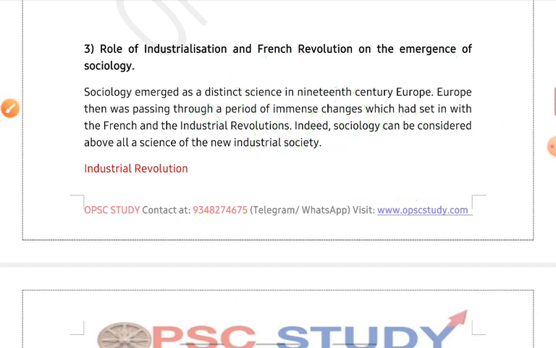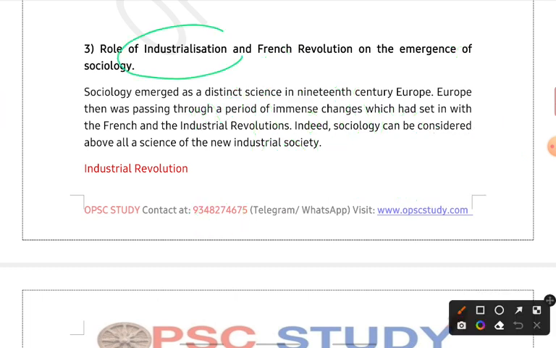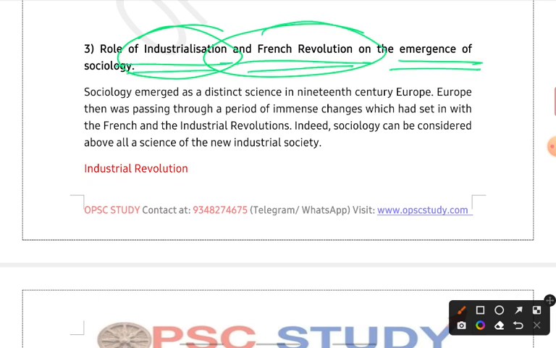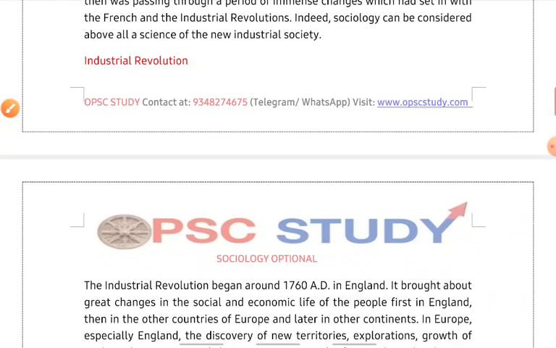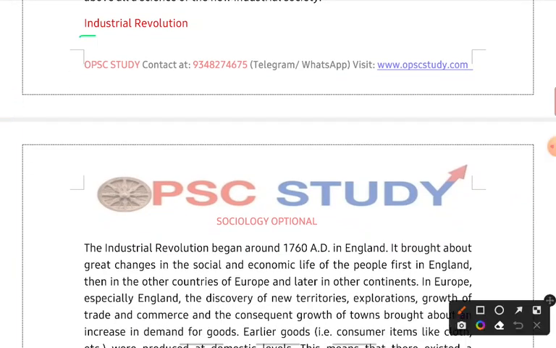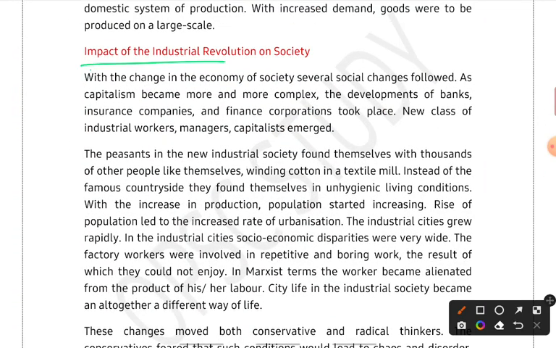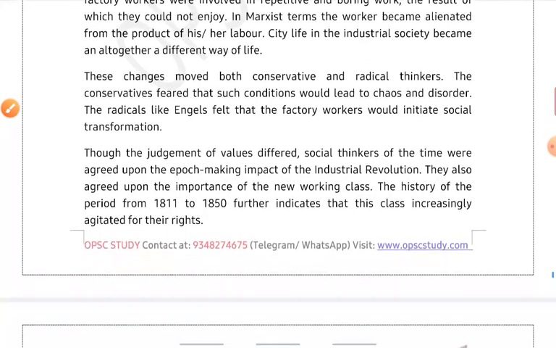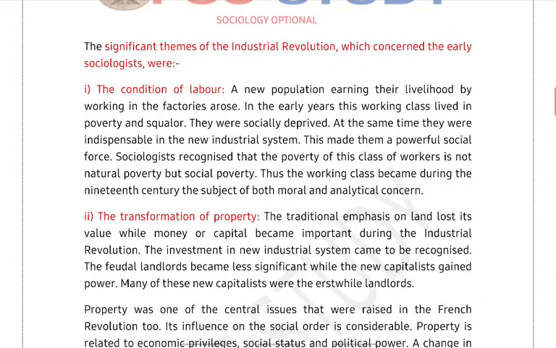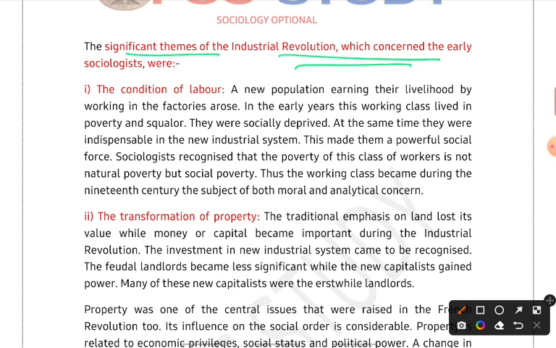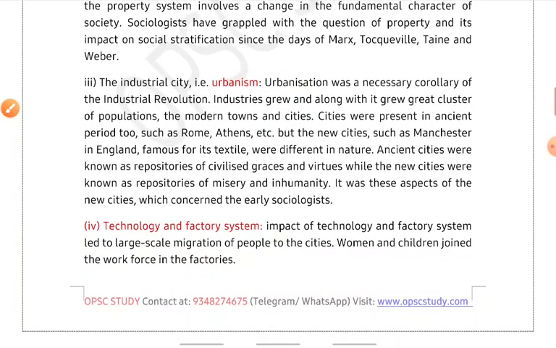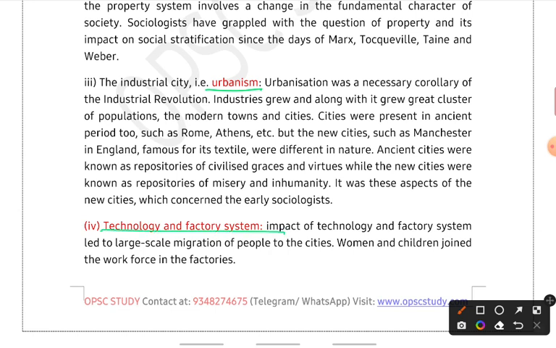As in this question, it was just asked about industrialization and the French Revolution. So we will just focus on these in order to study the emergence of sociology. We will write a brief history of sociological emergence. What was the role of the industrial revolution? What was the industrial revolution? Then the impacts of the industrial revolution, which I told you before. You can read the model answer. Then the significant themes of the industrial revolution: the condition of labor, transformation of property as a concept, urbanization started happening, and technology and the factory system came up.